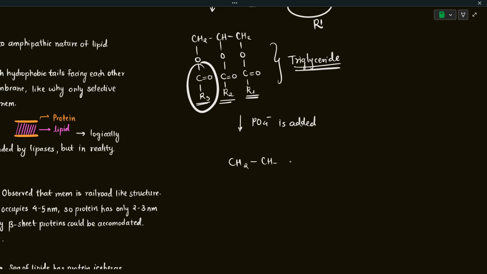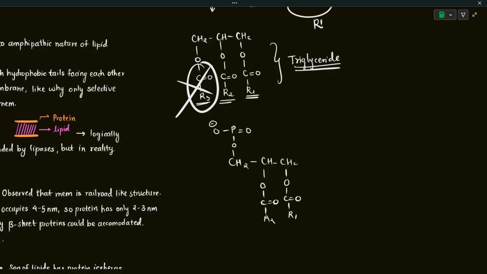CH2. So this will have its fatty acid group. It will have its own fatty acid, and instead of this, we are removing this and adding a phosphate group. Okay, so let me just rewrite it here. Minus. So this is how it will look.